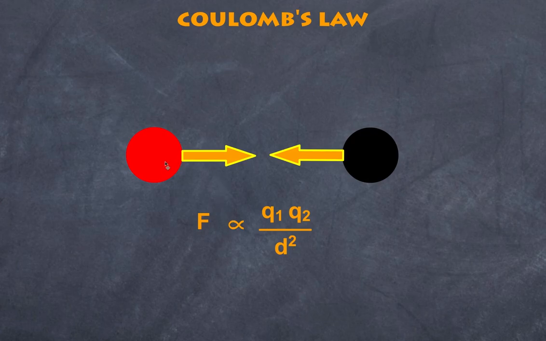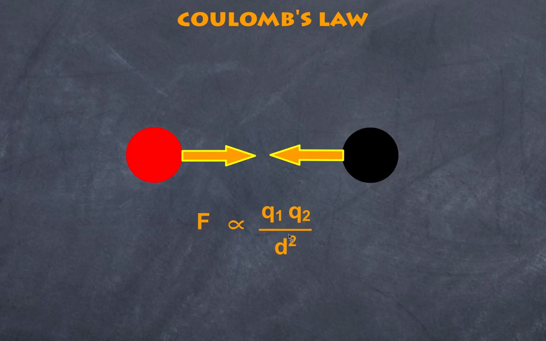If I were to double one charge, the force doubles. If I double the other charge, the force doubles. If I double both charges, the force goes up by a factor of 4. And of course, if I double the distance, times 2, then the force decreases not by 2 but by 4, the square of the factor.